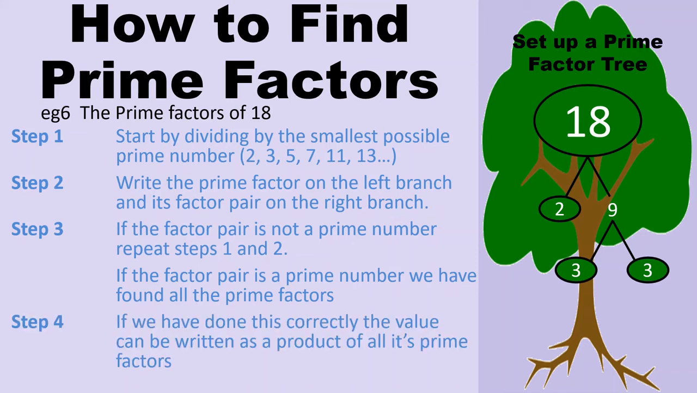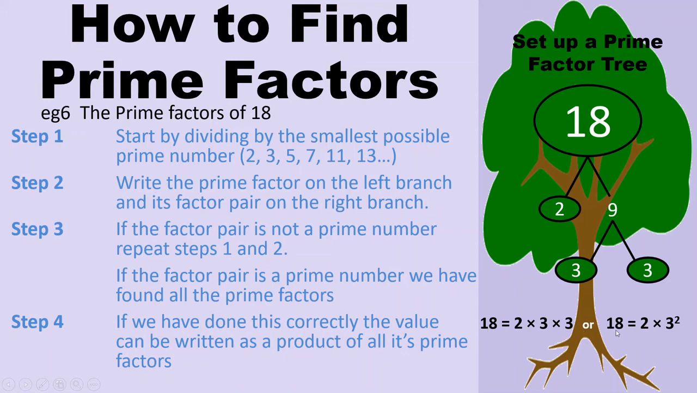If we've done this correctly, we should be able to write our original number 18 as a product of its prime factors. Now, product means multiplication. So that means I could write 18 is the same thing as 2 times 3 times 3. Not the 9, because 9 is not prime, and I've already taken the 9 into account when I split it down into 3 times 3. 3 times 3 is 9, times that by 2 gives us 18.